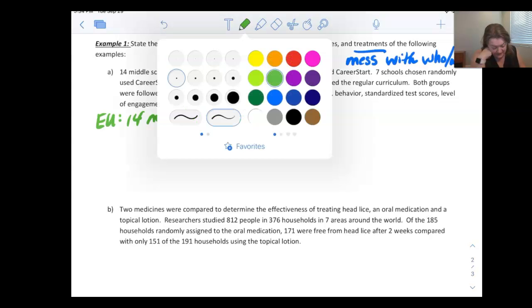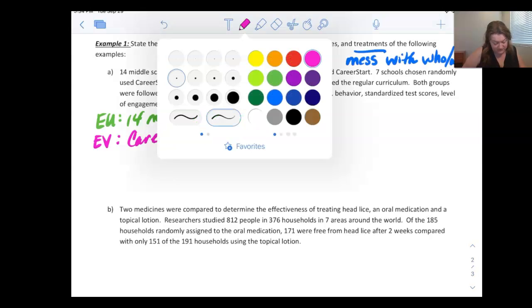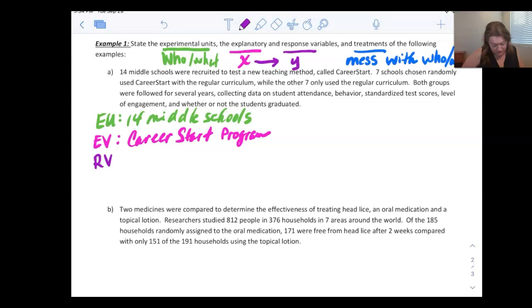All right, the thing that we're testing, right? What are we seeing if something affects something? We're seeing if this Career Start has some effect, right? So we're checking out the Career Start program. And we're seeing if the Career Start program has something to do with, okay, how are we going to determine success or failure about this Career Start program? That's all those things they listed with the commas in between.